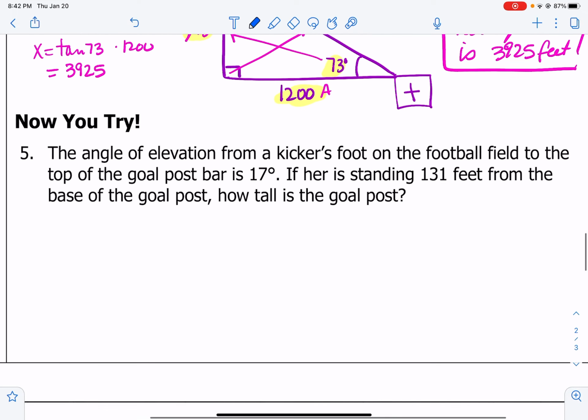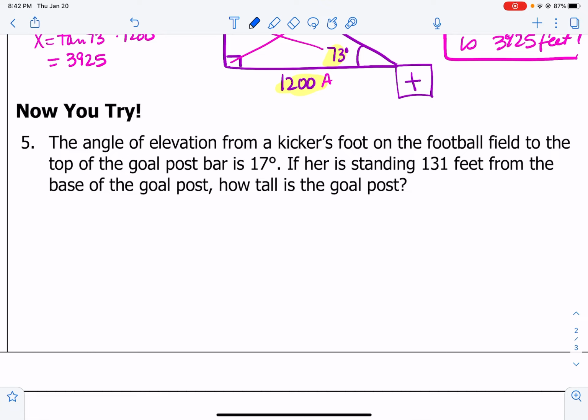The angle of elevation from a kicker's foot on a football field to the top of the goalpost is 17 degrees. So angle of elevation is 17 degrees. If she is standing 131 feet from the base, how tall is the goalpost?